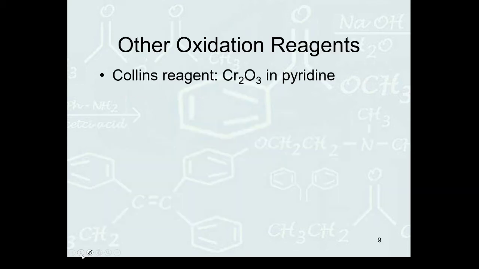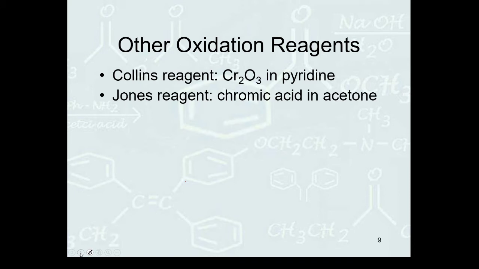What are some oxidizing reagents besides chromic acid and PCC? Well, you got Cr2O3 in pyridine, which is known as Collins reagent. There's also Jones reagent, which is chromic acid and acetone. So you might just see the word Jones written over the arrow.